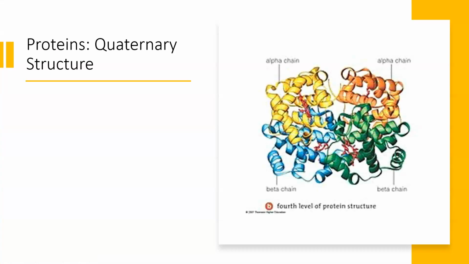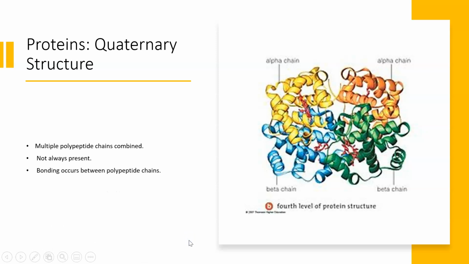Now, in some cases, our polypeptide chains interact with other polypeptide chains, and you end up with what we call the quaternary structure. Now, this isn't always present, so it doesn't always happen. You don't always have proteins that are several chains interacting, but sometimes you do, okay?